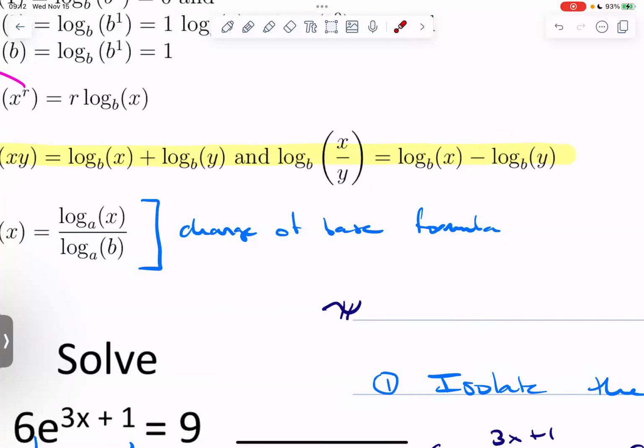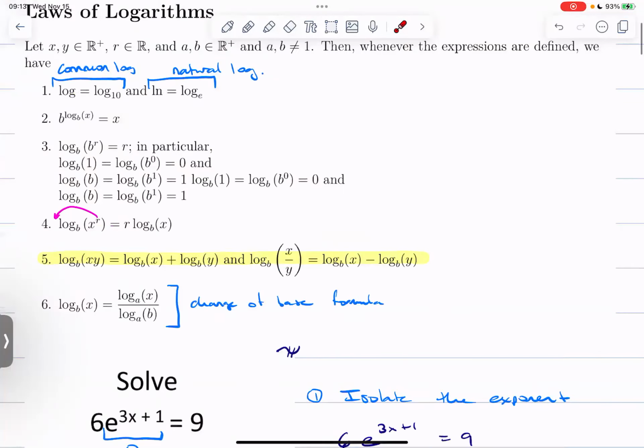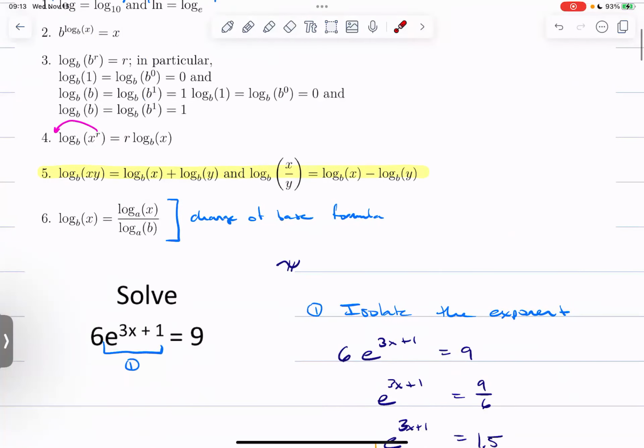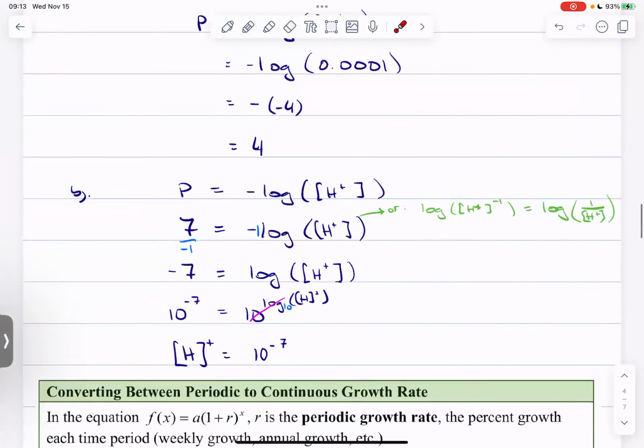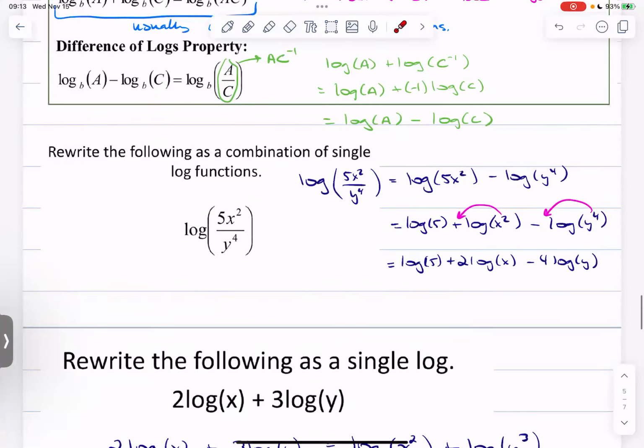If I have addition or subtraction inside the log, then I'm stuck. There's nothing I can do. Well, there is something I can do. I can raise it to the power of the base to eliminate the base, right? So there are ways around it, but in terms of simplifying or expanding, there's nothing you can do.